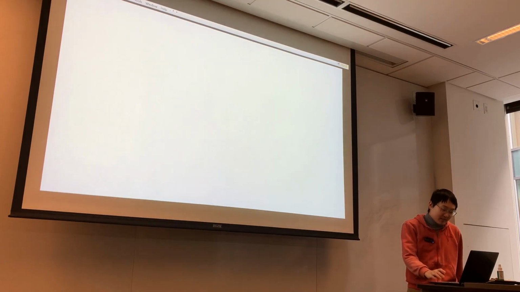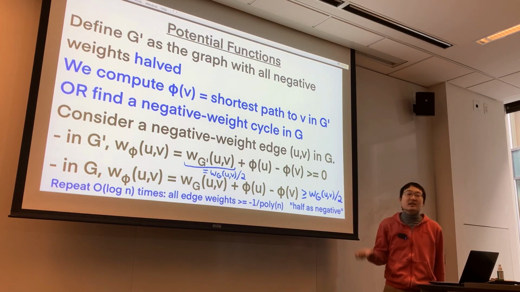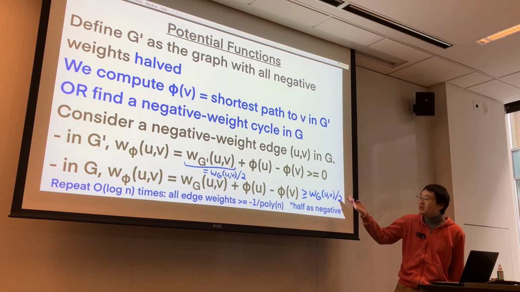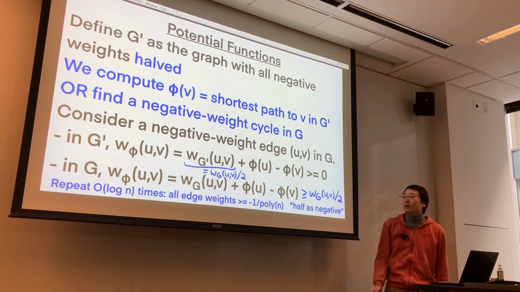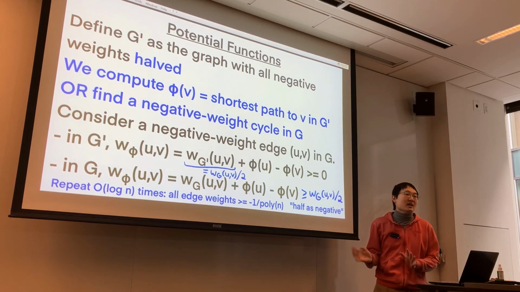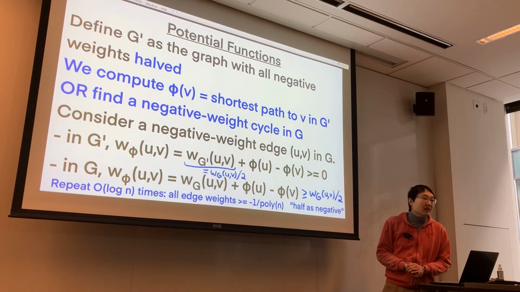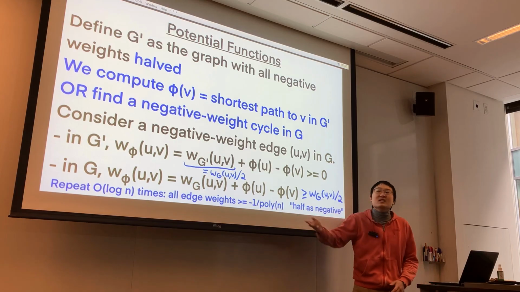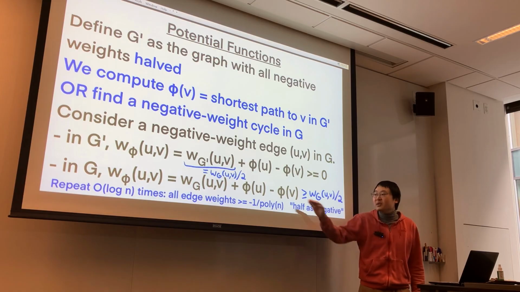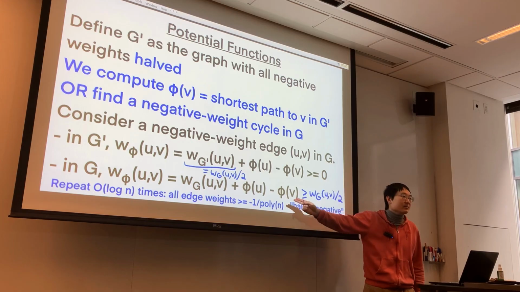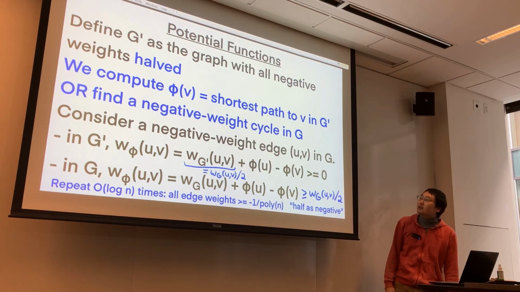But it also means that if you repeat this log n times, you essentially get negative weights that are polynomially small. At this point, there's a rounding step where, because the weights were integers to begin with, if the weights are polynomially small, you can essentially round them to 0. This is what I skipped. But essentially, this is the only place we use the fact that the weights are integers. This allows for a rounding step at the end. Are there any questions?